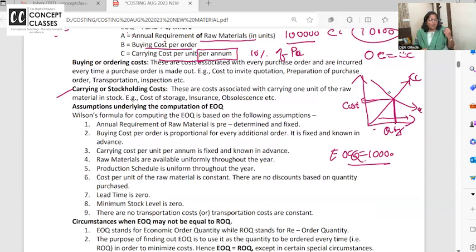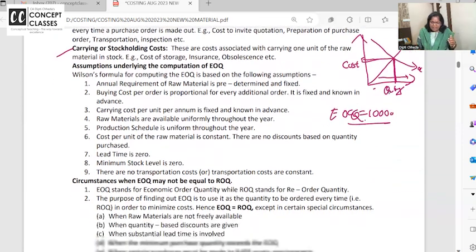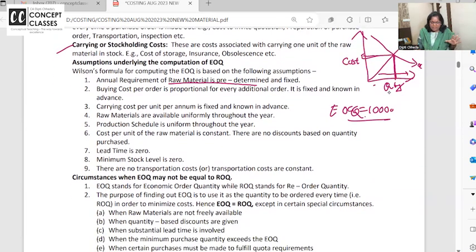Simple logic. Costing is around us. The more you understand, the more you will enjoy. So we are assuming that annual requirement is constant, buying cost is constant, carrying cost will not change. We have done problems in our class where carrying cost is changing because of discount, and in short, the EOQ is out of the window. Forget about the EOQ.